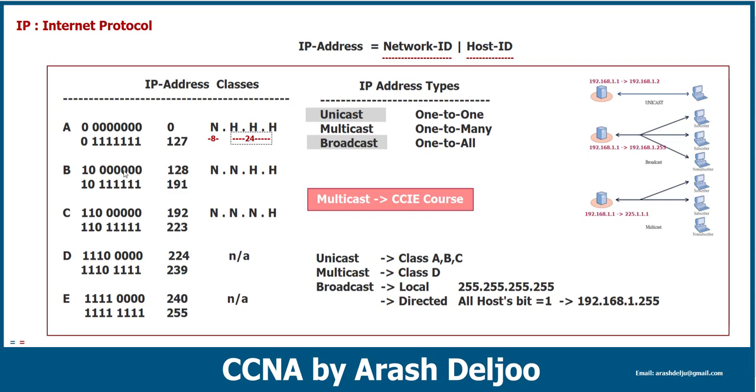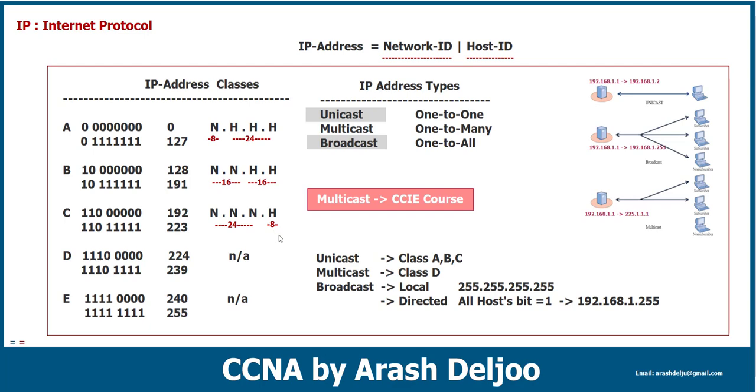After that, about class B addresses, we have 2 octets as the network bits, and this means that we have 16 bits of network and also 16 bits of host. About class C, we have octet 1, octet 2, and octet 3 as the network octets, and the last octet, octet 4, is the host octet. Because of that, here we have 24 bits of network and 8 bits of host.